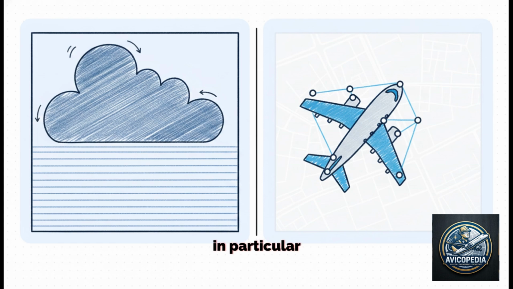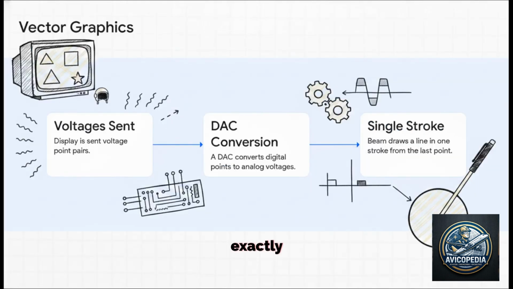But cockpit displays in particular often utilize a second technique called stroke or vector graphics. Instead of scanning every single line, vector graphics are ideal for precisely drawing specific symbology overlaid right on top of that raster background. And here is exactly how that vector process works.